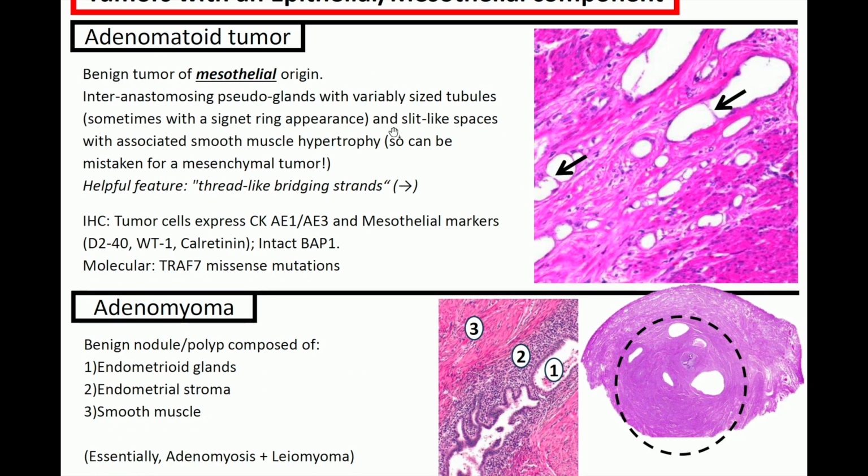Along the same category, we have an adenomyoma, which is a benign nodule or polyp composed of endometrioid glands, seen here at number 1, endometrial stroma at 2, and smooth muscle at 3. So this is essentially adenomyosis plus a leiomyoma. So you can think of it as like a well-circumscribed adenomyosis.